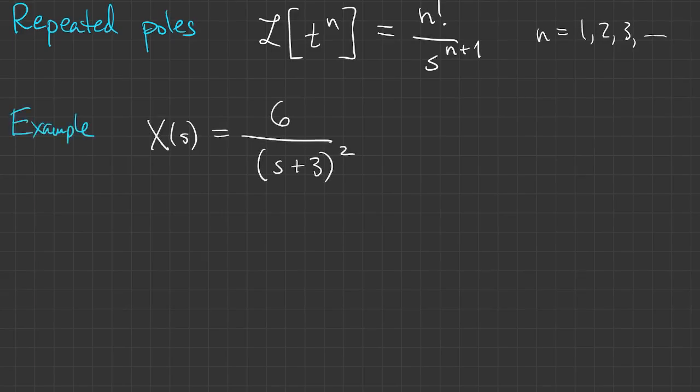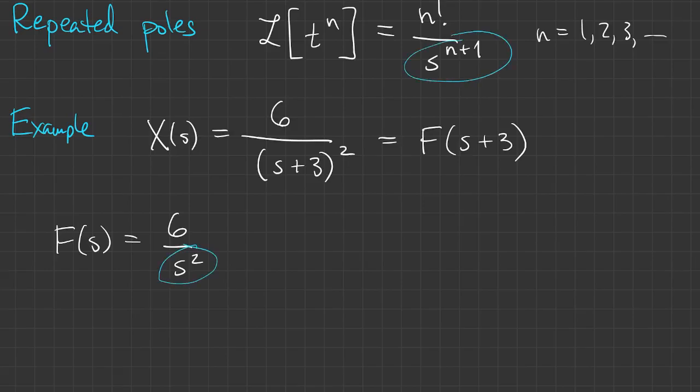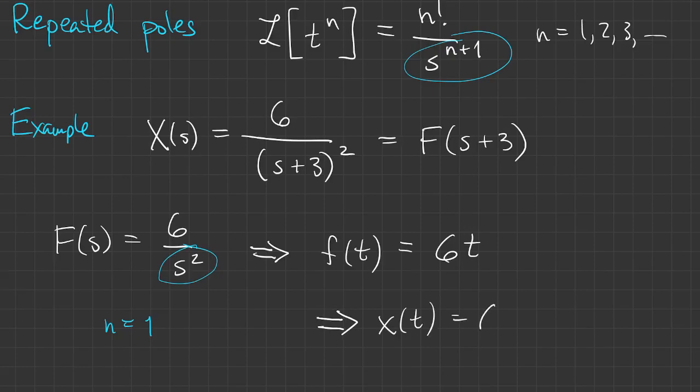Here's an example of a double pole at negative 3. Well, I want to shift that so that it's at 0. So capital F has a double pole at 0. Compare that to our new transform formula, and we see we should take n equals 1. 1 factorial is just 1. So the inverse transform of this capital F is just 6t. And since capital X was a shift of capital F, x of t is an exponential of negative 3t times f.